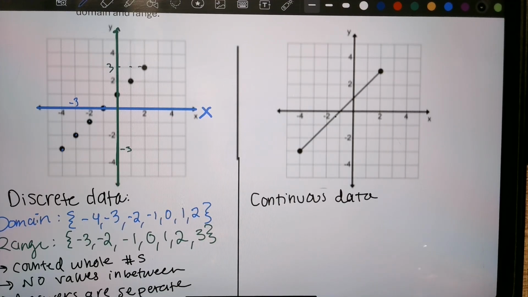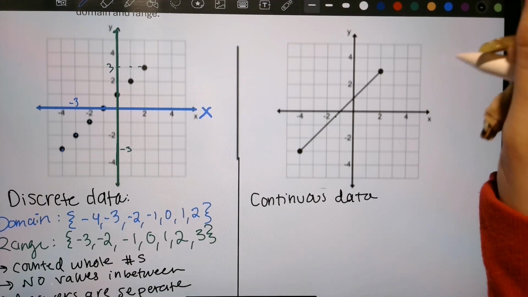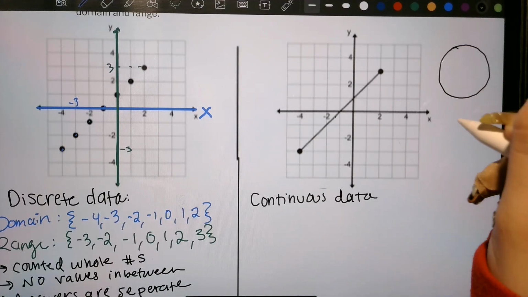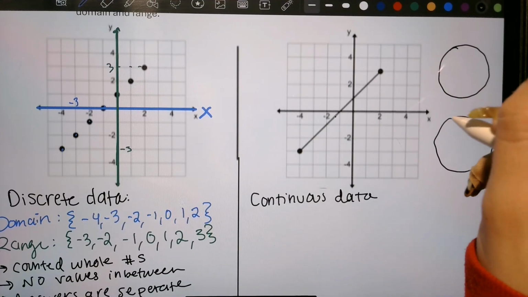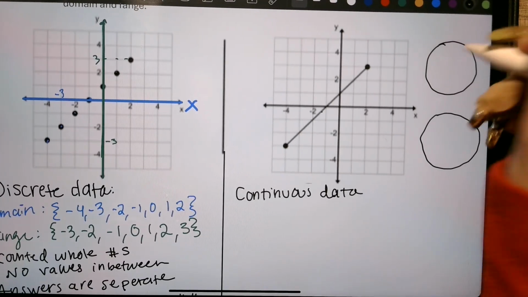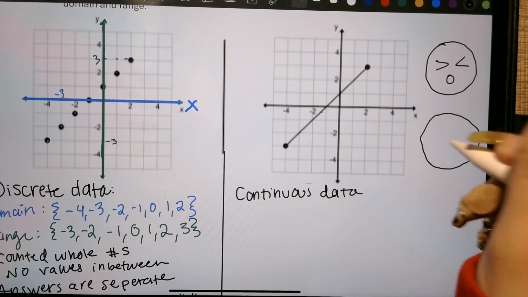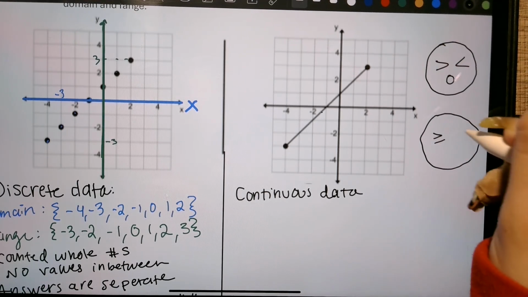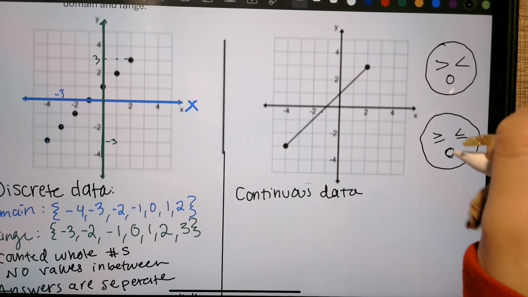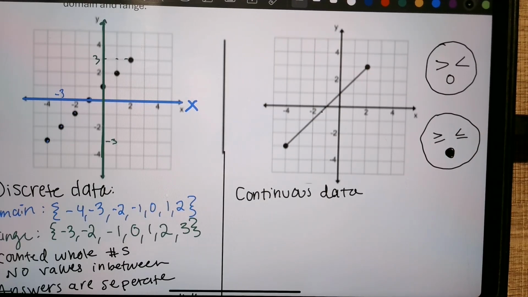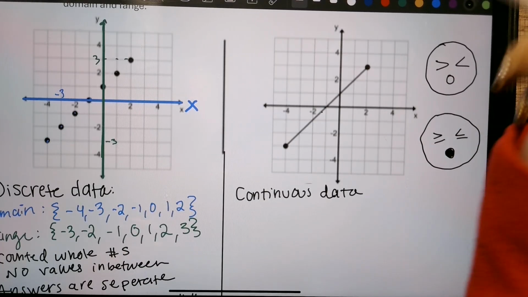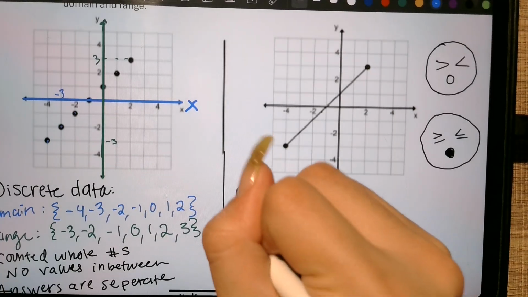For continuous data, we are going to have to create an interval. We kind of talked about this the first time. And to create an interval, kind of like an inequality set, we're going to need our little inequality basis. So here's our first one. Here's our second one. So let's go ahead and start with our domain.